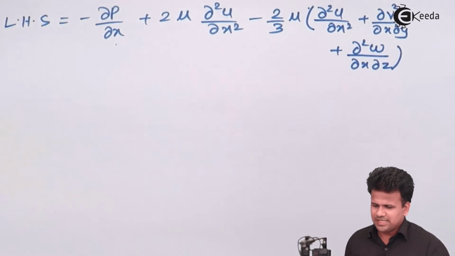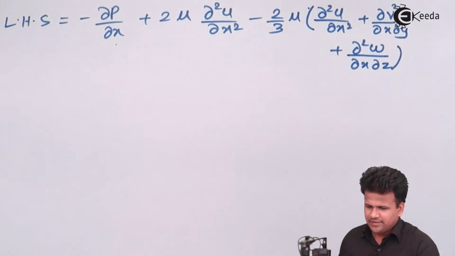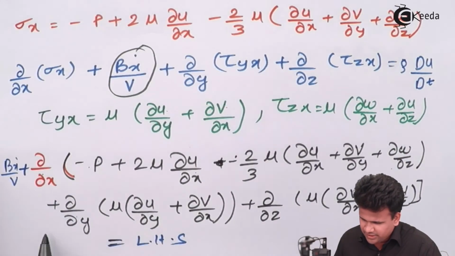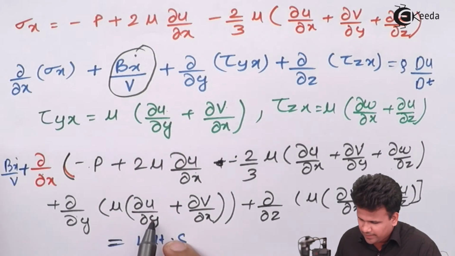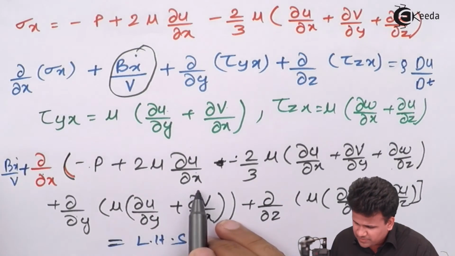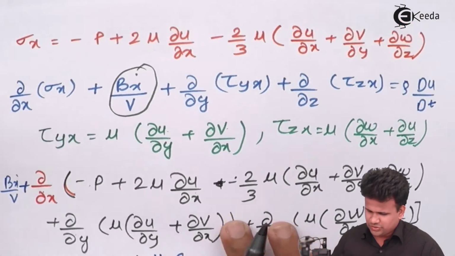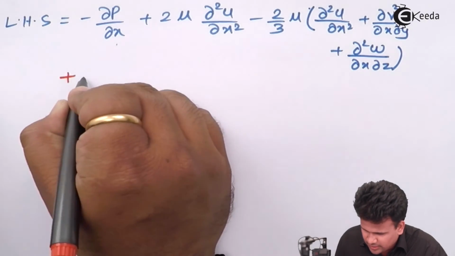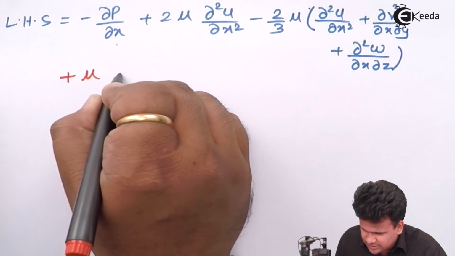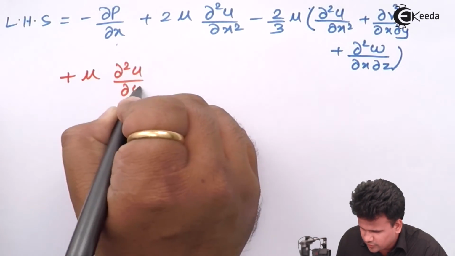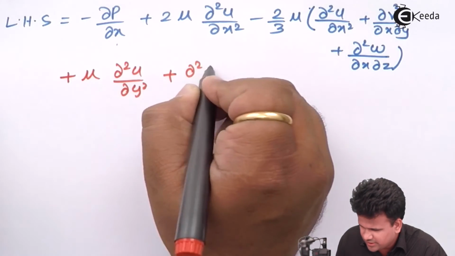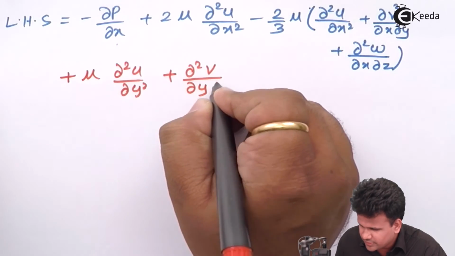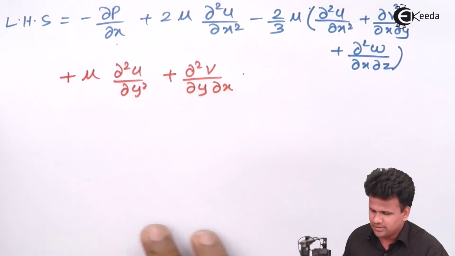Now the second term which we have to differentiate is with respect to y. So we'll check this out. This will go inside, so this will be mu into ∂²u/∂y², and this will be ∂²v/∂y∂x. So let us write down this part. So this will be plus mu outside, so this is ∂²u/∂y² plus ∂²v/∂y∂x, that is the next term.